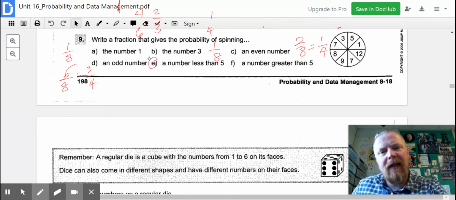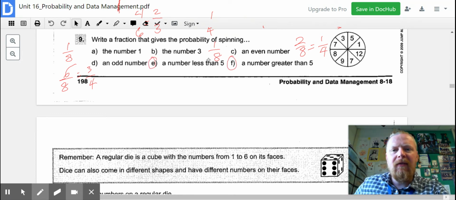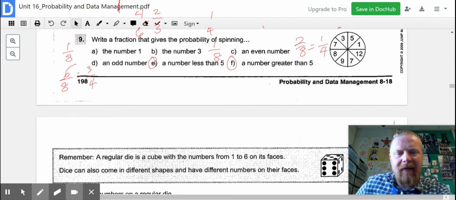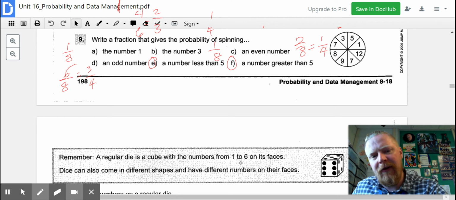I'll let you do E and F on your own. Write a fraction that gives the probability of spinning one of those numbers. Okay, so let's move on to the next one.